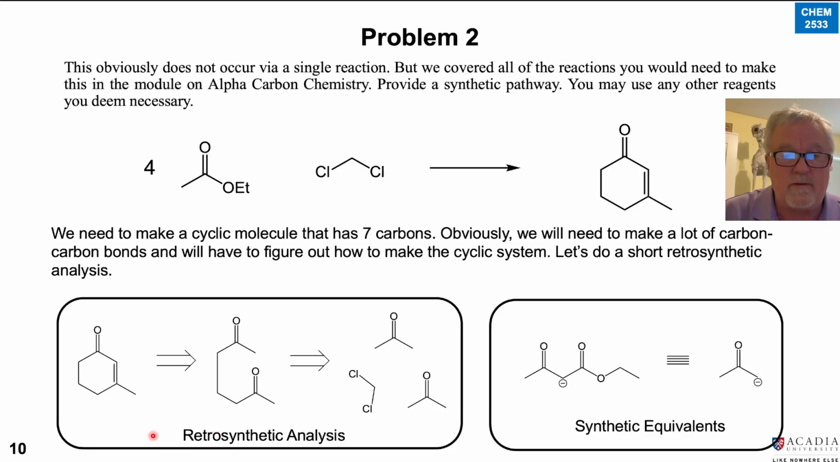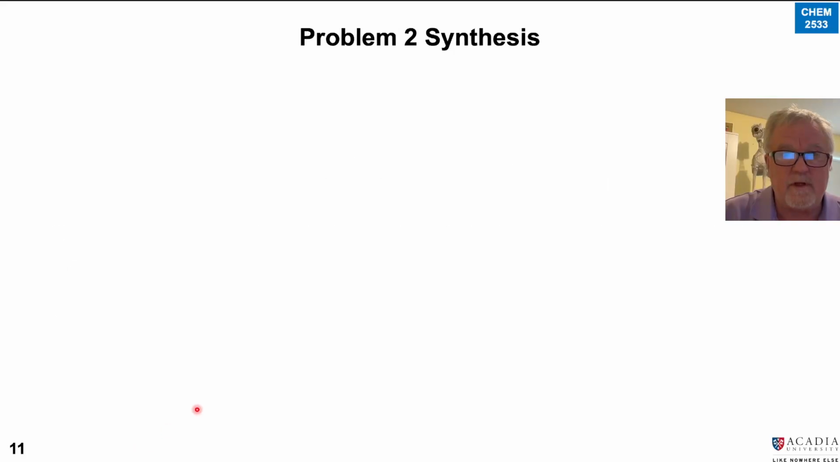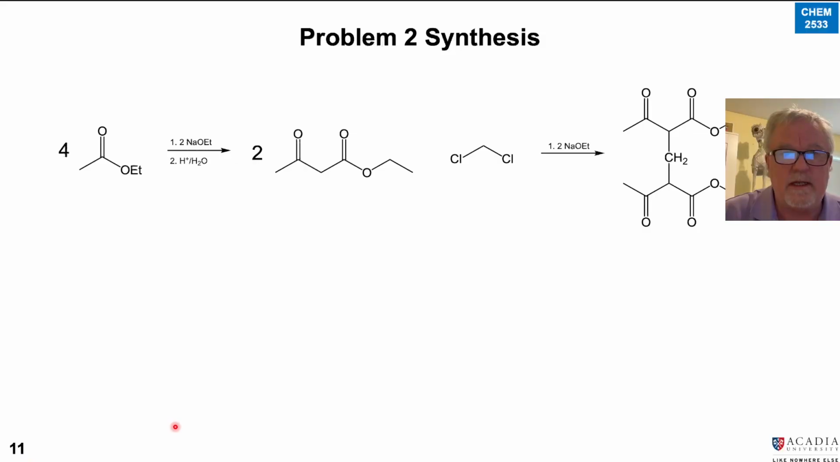So let's go from the start. The first thing we're going to do is a Claisen condensation to make our ethyl acetoacetate. Here's the aceto group and here's the acetate. What's special about this? Well, we can easily pull off that carbon-carbon bond.